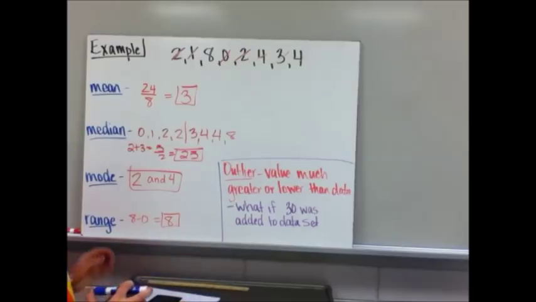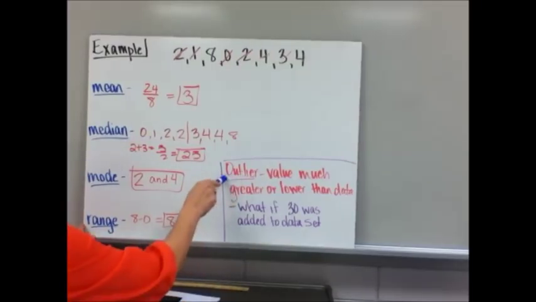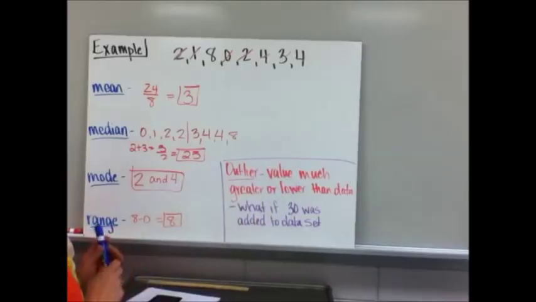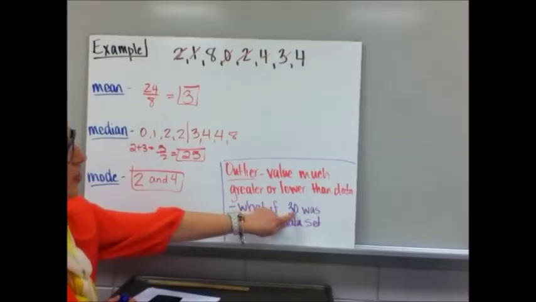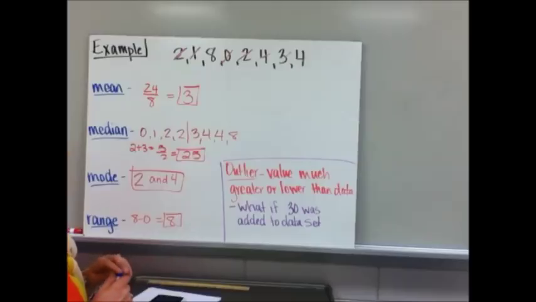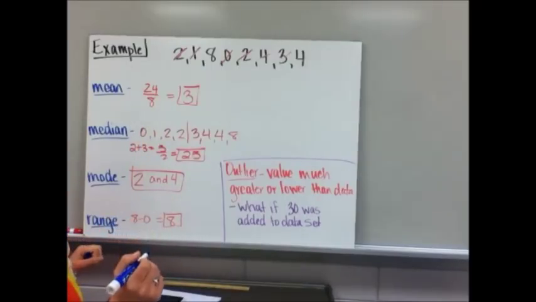Something else I want you to think about, though, is an outlier. So here's the definition of an outlier. It is a value that is much greater or lower than the data. So we're going to analyze what would happen if 30 was added to the data set. So I'm going to do that in blue to show if the outlier was in there.